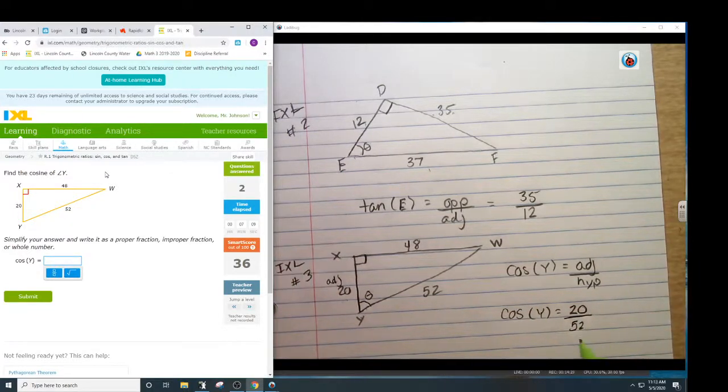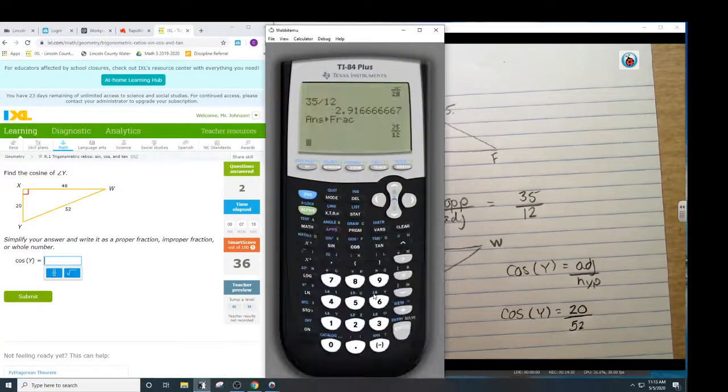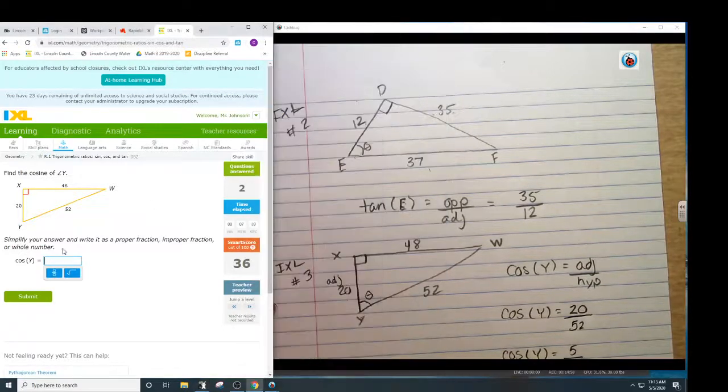Now, guys, I'm pretty sure this will reduce. So before you type that in, make sure you reduce it. It's going to be 20 divided by 52. Press enter, math, enter. 5 over 13. So the cosine of Y equals 5 over 13.